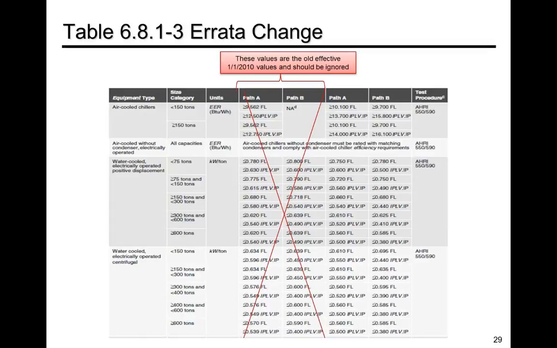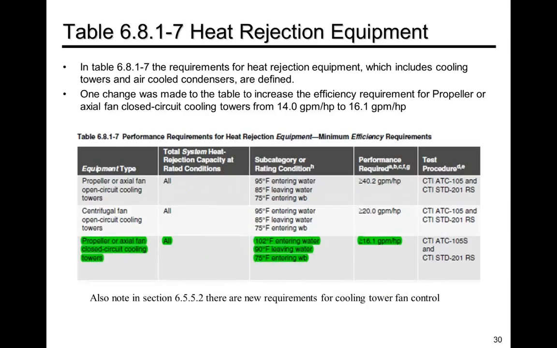So that first path A and first path B that I've drawn the X through, ignore those. Those are really prior to 1/1/2015. And then the two to the right are what's really effective 1/1/2015. And you can see the various levels. You can see the full load metrics, the IPLV metrics, and the designation for IP. Go to the next slide.